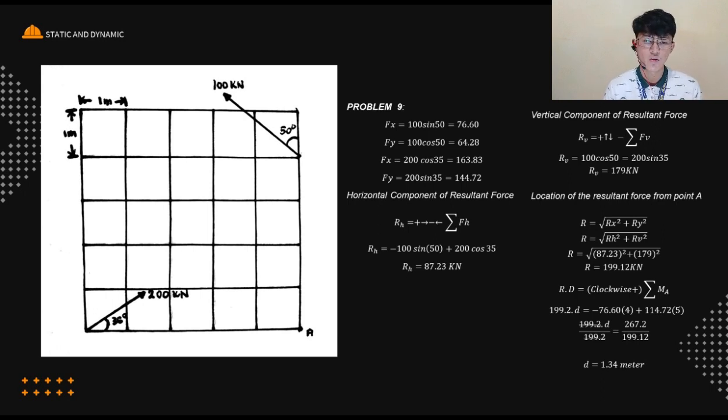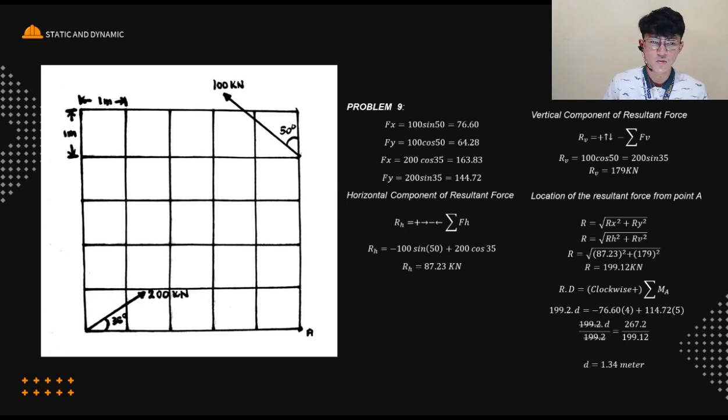Kunin naman po natin yung pangalawang force, which is yung 200 kN na force. So, f of x equals 200 cosine 35 equals 163.83. Yun po yung kanyang f of x. Ang f of y naman niya po is 200 times sine 35, which is equal to 144.72. So, nakuha na po natin yung f of x and f of y ng dalawang forces.